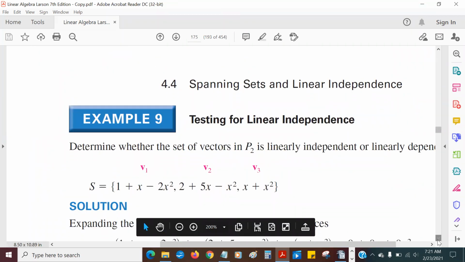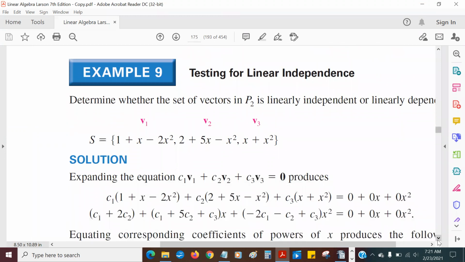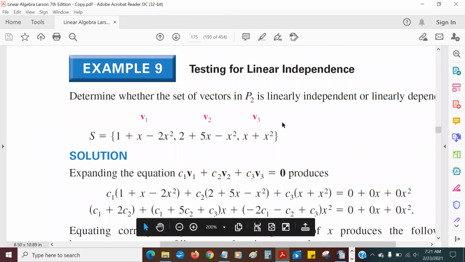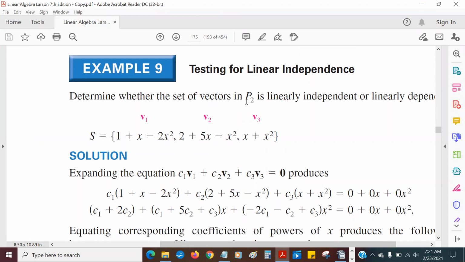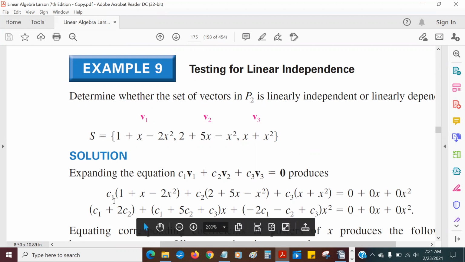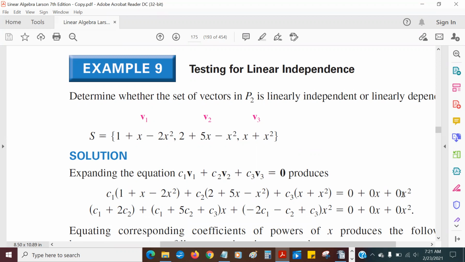Okay, let's do some examples of testing for linear independence. So we're looking at 3 vectors in P2. P2 is the quadratics, the second degree or less polynomials. So 1 plus x minus 2x squared, 2 plus 5x minus x squared, and then x plus x squared. So this becomes C1 times the first polynomial plus C2 times the second polynomial plus C3 times the third polynomial, and we're setting that equal to the 0 polynomial.